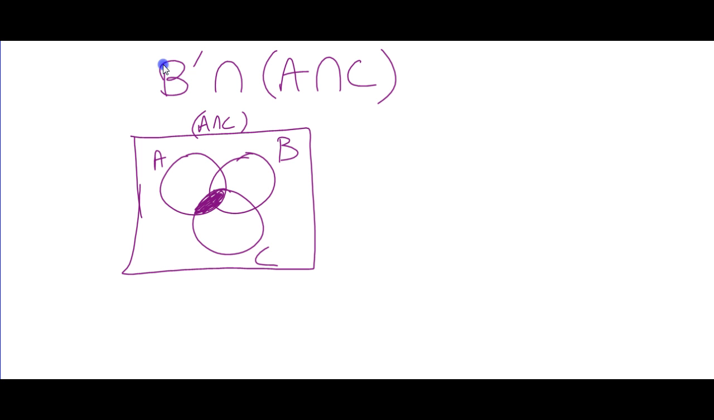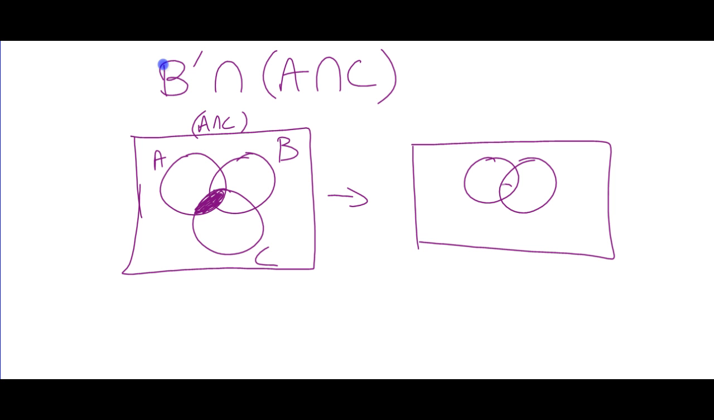Okay, so we just want to go one step at a time. So that's A intersect C. We do the brackets first, just like doing an order of operations. Okay, now we want to say, where does everything that is not B intersect with what we've already drawn here? So now what ends up getting shaded?